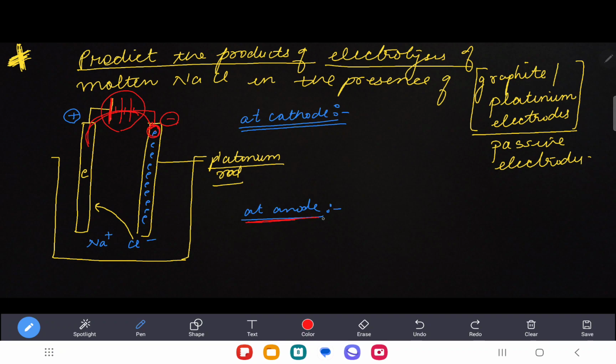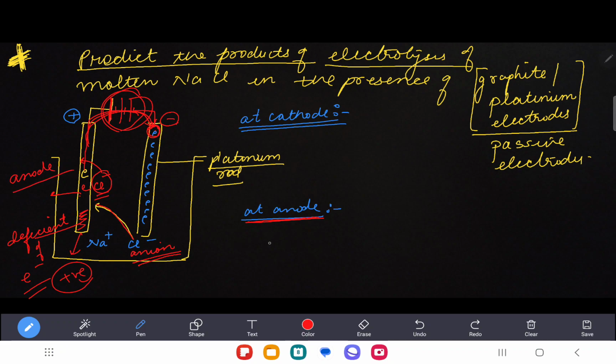So what is this? This is anode. And Cl negative, when it goes and gives electrons here, Cl negative is an anion. So anion transfers this electron to the rod and becomes neutral. And the battery pulls this electron and transfers to the other rod. So thereby this rod is becoming deficient of electrons. So this rod is positive. You understand? So positive rod attracts anions. Anions go to a particular rod which is called anode.